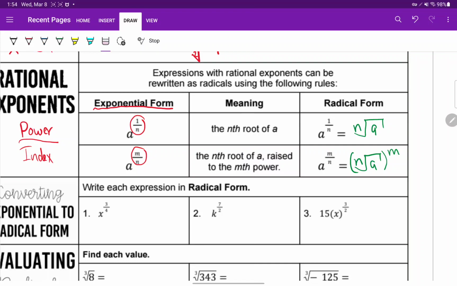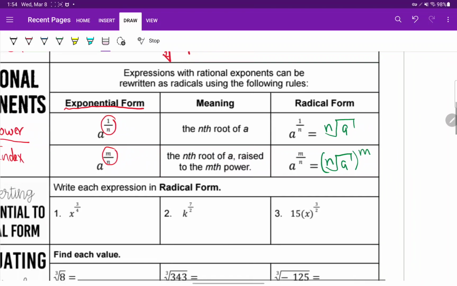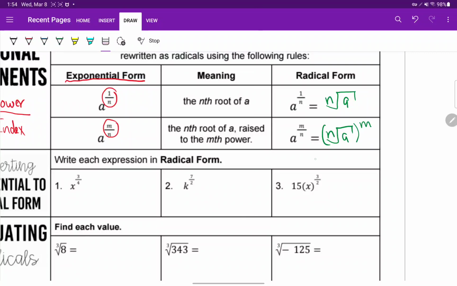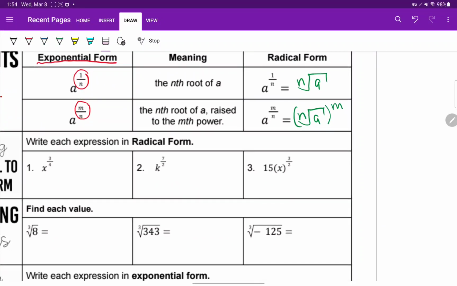Now for the second one, we have a raised to the m over n. So again, m is in the power position and n is in the index position. So when I rewrite it, notice the n goes in the hook for the index. The a, the base, is the radicand that goes inside the radical, and then m, the power, goes on the outside. Now there's a second way you can rewrite this if you choose to, but you can write it as the nth root of a, you can put the m inside the radical if you choose to.